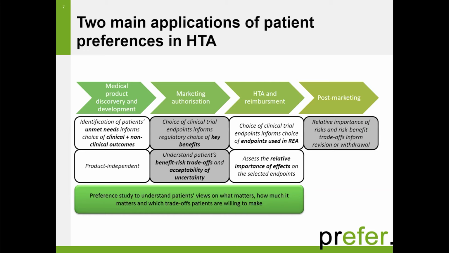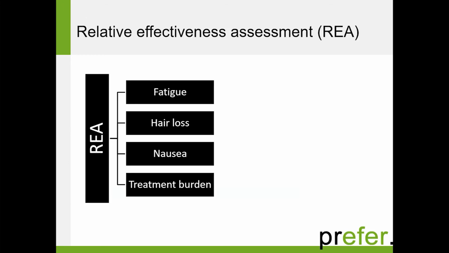There are, of course, other applications, and I will not go into these now because I think we will focus here in this presentation mainly on the HTA and reimbursement. Now, let's focus a little bit on this application in relative effectiveness assessment. So, as I said before, relative effectiveness assessment is one of the cornerstones of HTA. It's very important to do this in the right way, but there are different ways you can do this. And this is just one example.